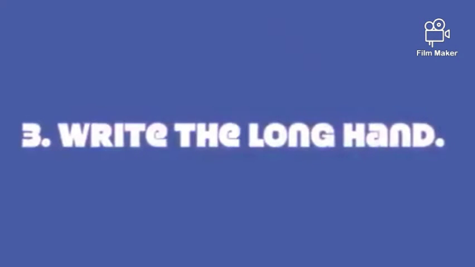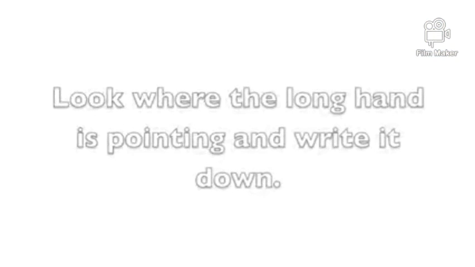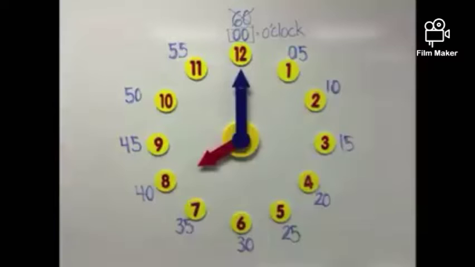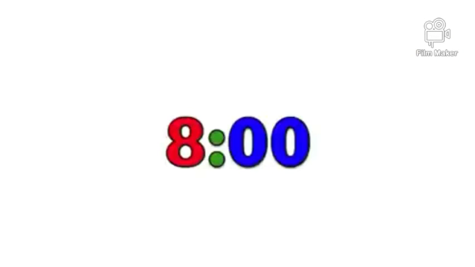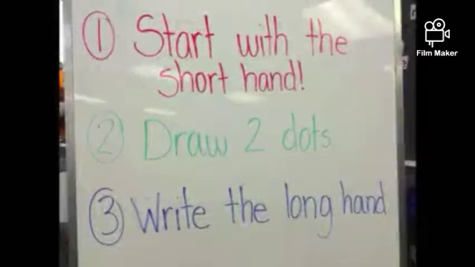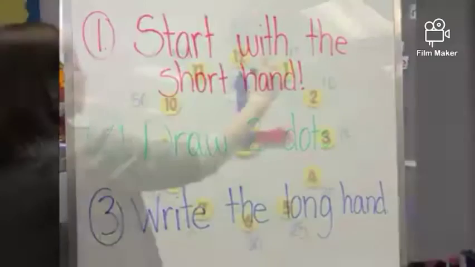And finally, the third step is to write the long hand. Look where the long hand is pointing and write it down. In this case, the long hand is pointing straight up to the blue 0, making it 8 o'clock. That was a pretty fast explanation, so we're going to practice the 3 steps. Start with the short hand, draw 2 dots, and then write the long hand.